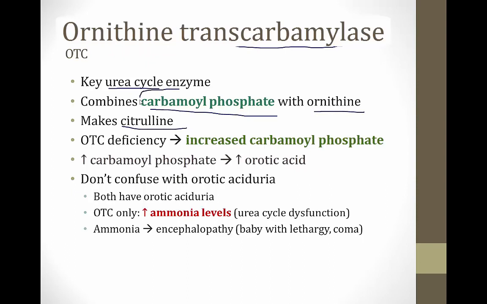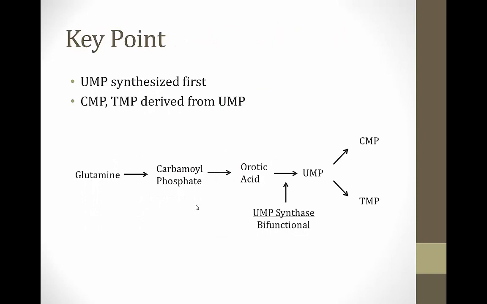Remember that carbamoyl phosphate plays a role in both the urea cycle and in pyrimidine synthesis. So if you have an OTC deficiency, you will get very high levels of carbamoyl phosphate, and those molecules can be converted into orotic acid to give you high levels of orotic acid. If we go back to our overview slide here, in OTC deficiency, you get very high levels of carbamoyl phosphate, and that gets converted into orotic acid and gives you high levels of this molecule as well. But the reason for the high levels of orotic acid is very different from in orotic aciduria, where you have dysfunction of the UMP synthase enzyme.